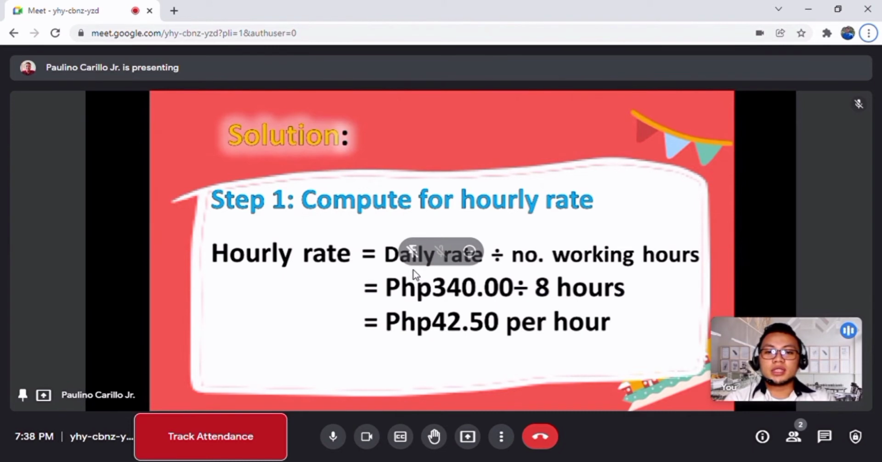Let us first divide the daily rate by the number of working hours. In Myrna's case, we have 340 pesos, and the number of her working hours is 8. Using our calculator, we'll get 42 pesos and 50 centavos. Therefore, it is the hourly rate of Myrna during a regular day.